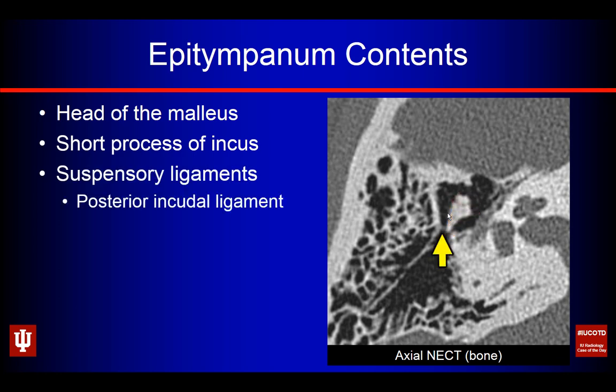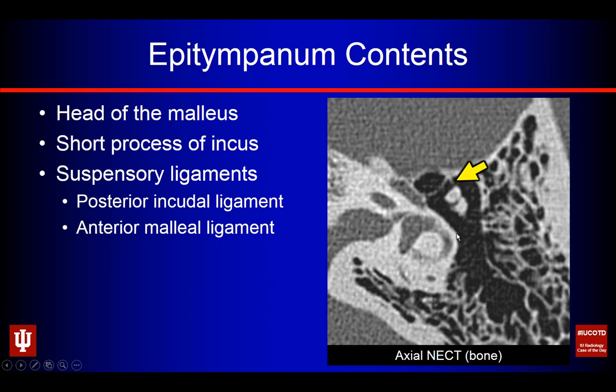If we look just sort of along the posterolateral margin of that short process of the incus, we see this little bit of density extending out laterally. That's your posterior incudal ligament. There are multiple suspensory ligaments that hold the ossicular chain in place, sort of like the strings on a marionette, and this is one of them you can see quite readily when you go to look for it. So this is our posterior incudal ligament. It has a lateral slip. It also has a medial slip, which we don't really see very well in this image.